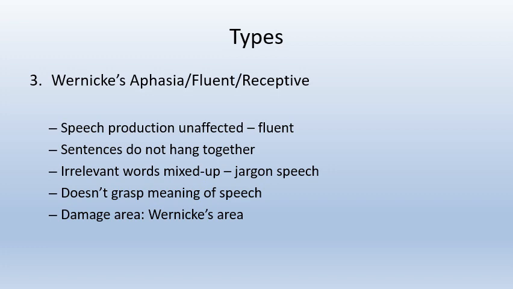Next is Wernicke's aphasia, or fluent or receptive aphasia. Here speech production is unaffected. Speech is fluent. Production means the muscles of articulation are working all right because the Broca's area and the motor areas are unaffected. Sentences do not hang together. They do not make sense. Irrelevant words are mixed up, and the type of speech is called jargon speech. It is also called a word salad, a mixture of words without any meaning. The patient doesn't grasp the meaning of the speech. Damage is to the Wernicke's area.